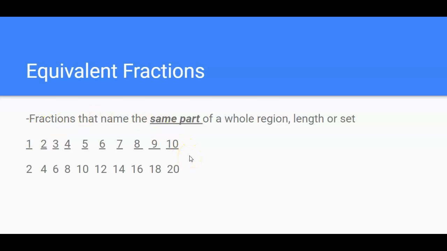And that concludes your fraction vocabulary number 1.